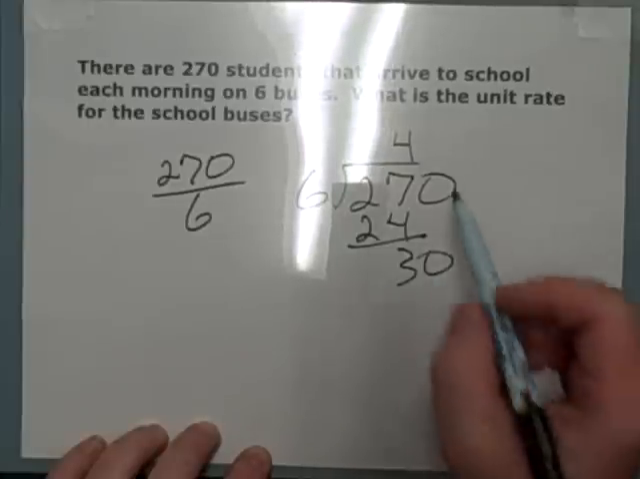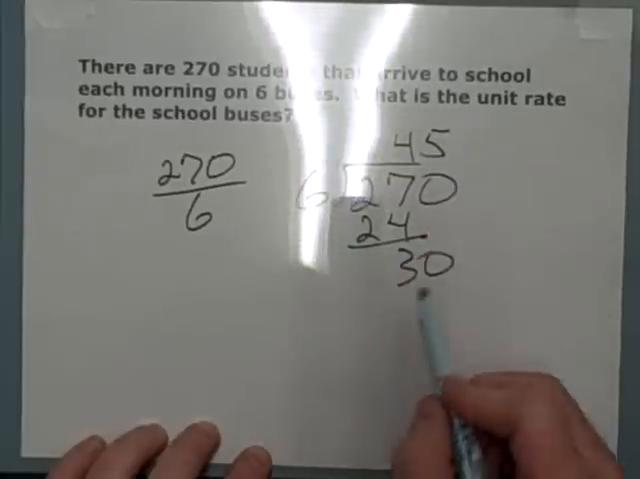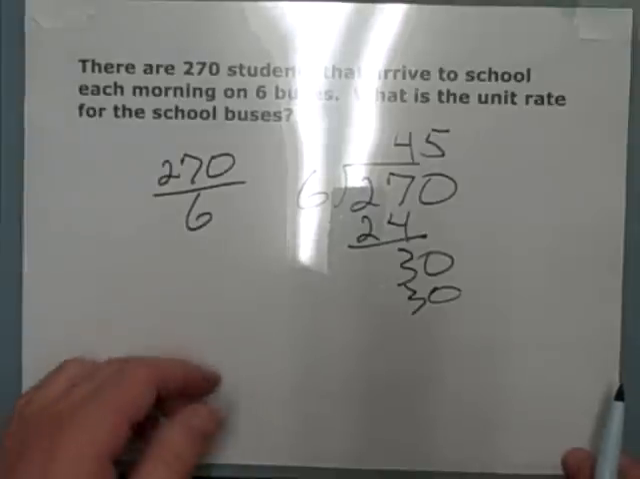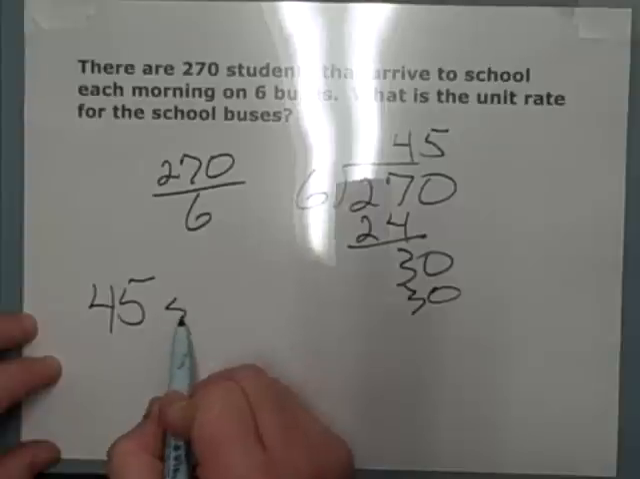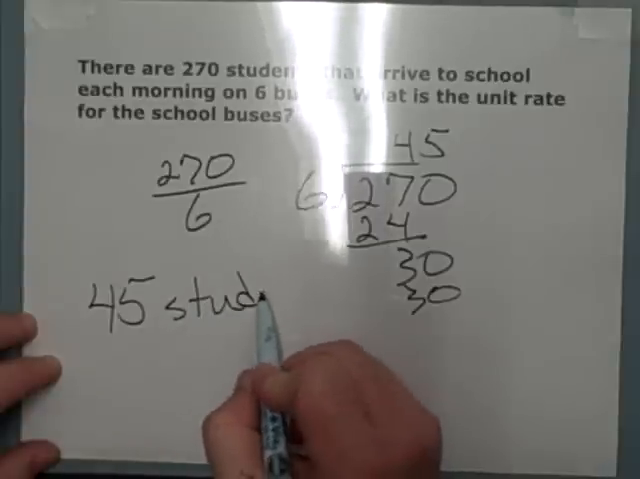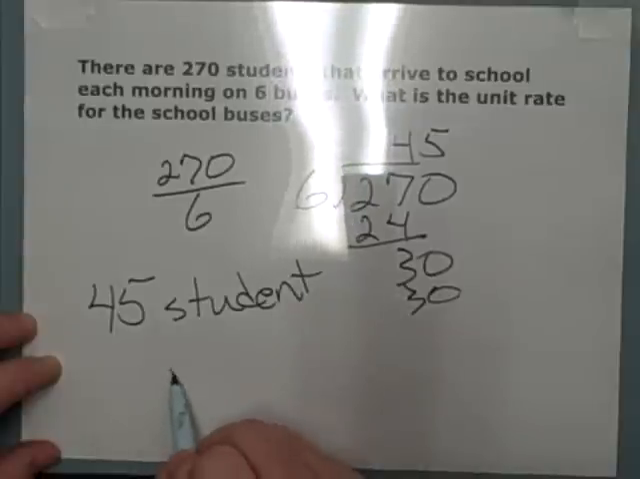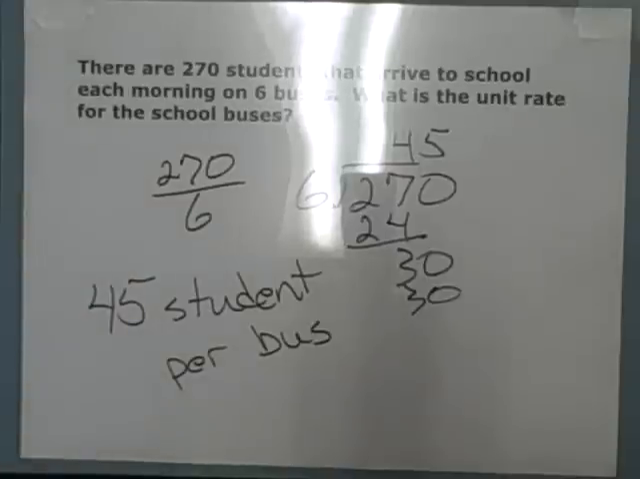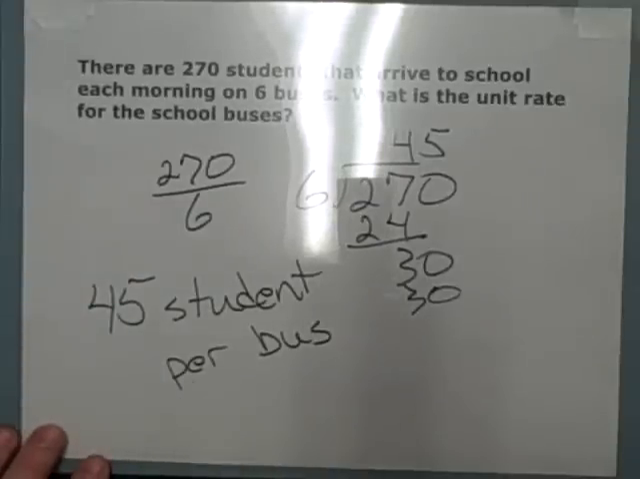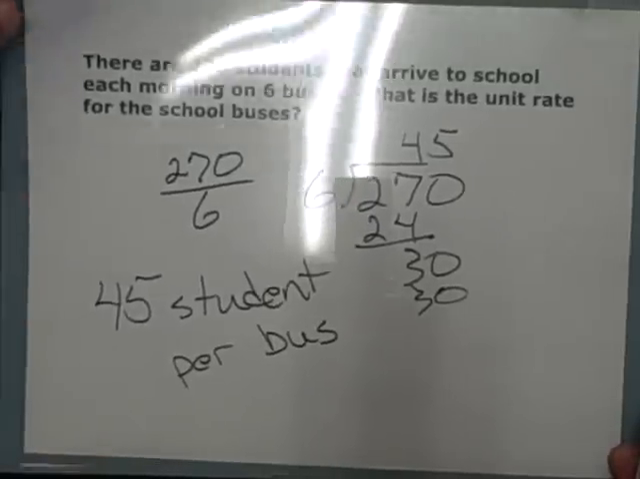And 6 goes into 270 45 times. So we have 45 students per bus, per one bus. So that's our unit rate. A lot of times you'll see the word per or maybe each when you're talking about unit rate. So 45 students per bus. Let's look at another example.